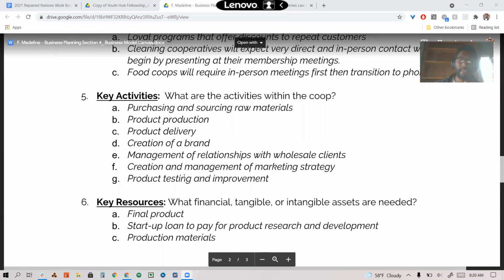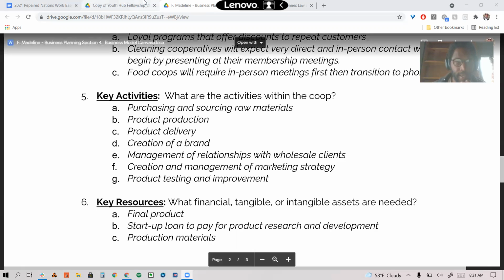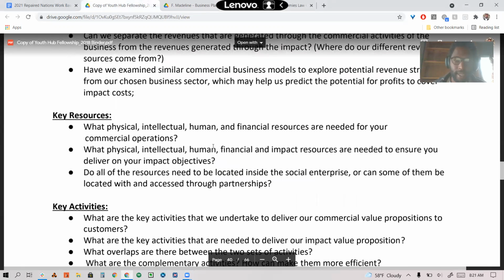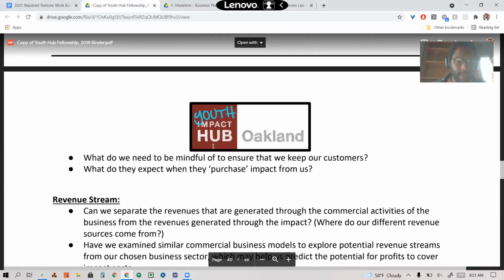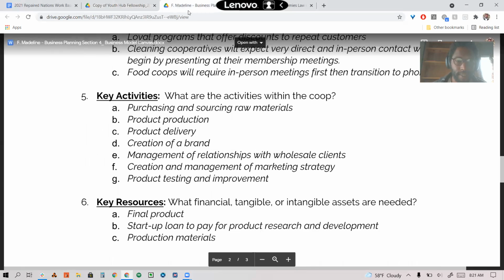Key activities are simply what activities are happening within the co-op. For this eco-friendly example, there's purchasing raw materials, production, delivery, brand creation, relationship management, testing, marketing. If you're looking at the Youth Impact Hub questions, they're going in a different order. So we're at key activities.